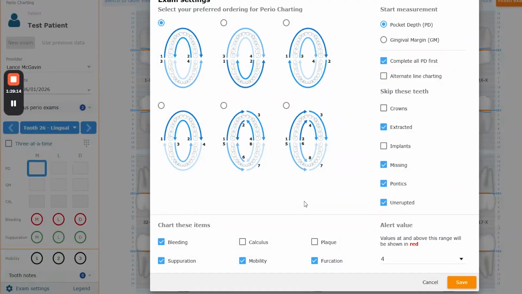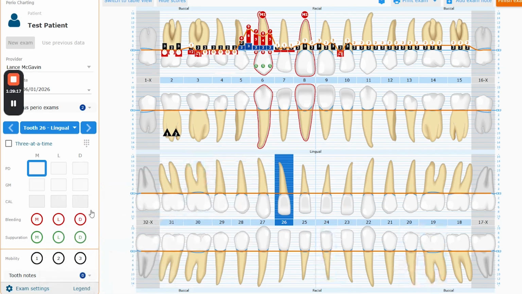So where was the calculus? Maybe I turn that off. Anyways.